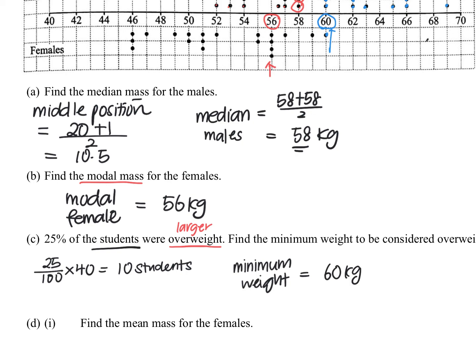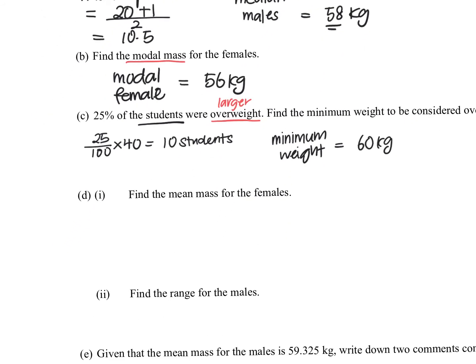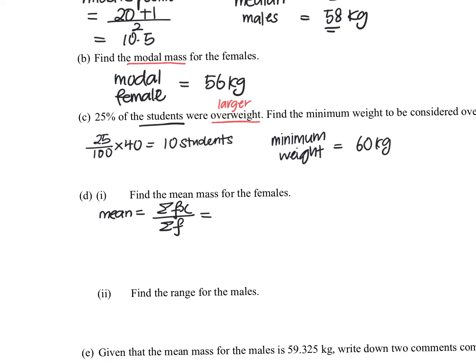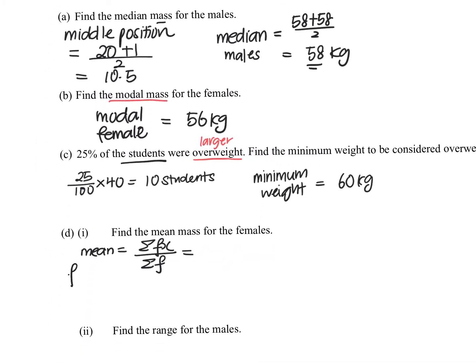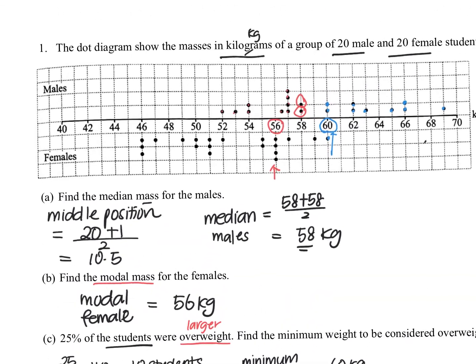Alright, next one, we are going to calculate the mean mass for female students. Now, like we were saying, to find the mean mass, we need the summation fx over summation f. In this case, I do not want to write so much, so we're just going to use my calculator directly to calculate the mean mass for female.